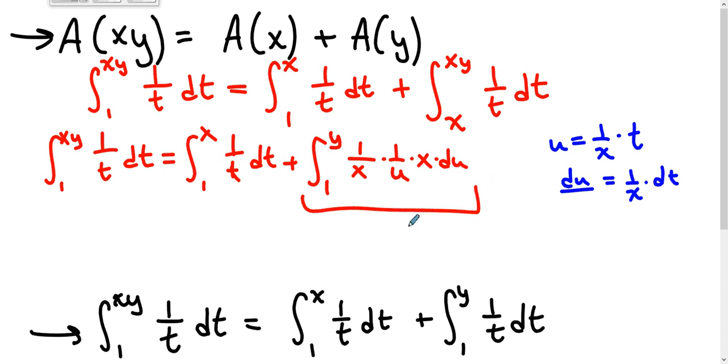Because this integral very clearly has the same value that that integral has, because the integral of 1 over u du is the same as the integral of 1 over t dt. And so we start with a result from Calc 1. We do a u substitution from Calc 1. We recognize that a dummy variable is a dummy variable is a dummy variable, and we get the result that we need. So for our function capital A, A of xy is A of x plus A of y, and that's a big deal. That is a big deal because of the following theorem.